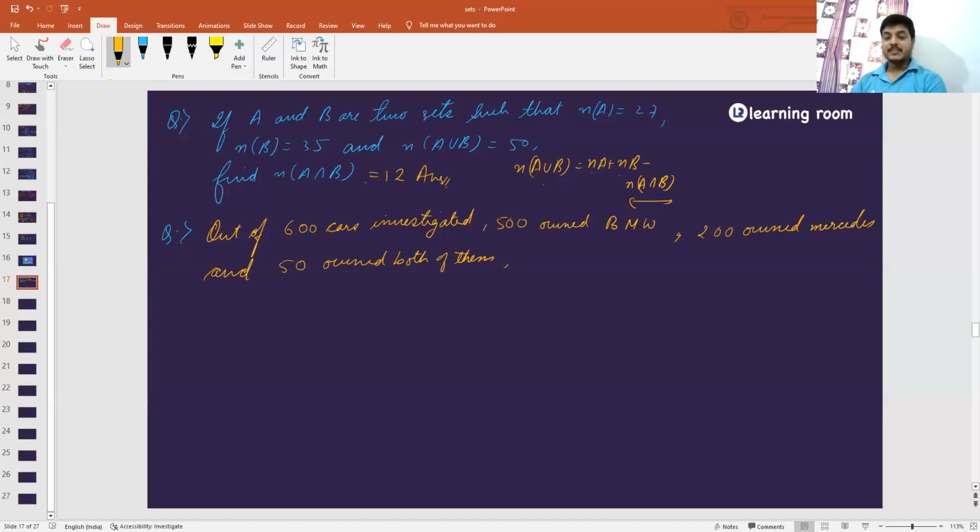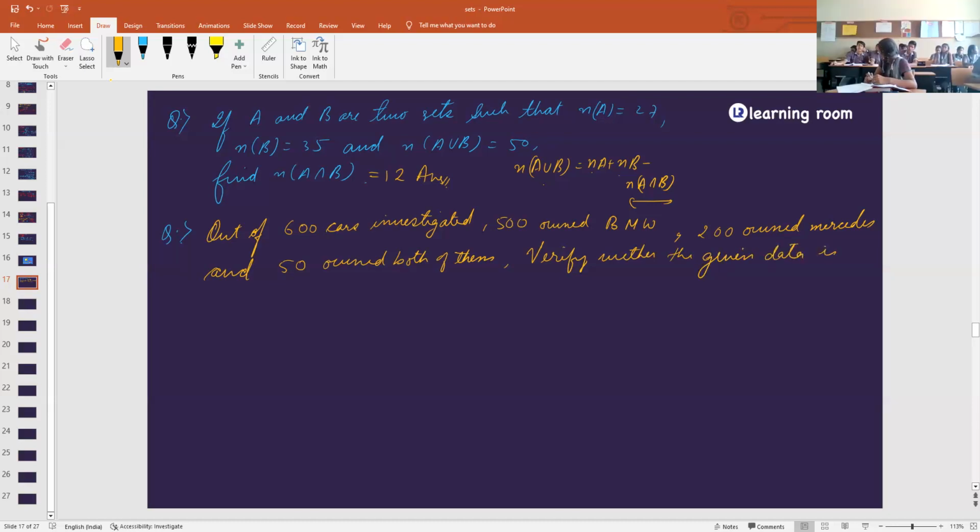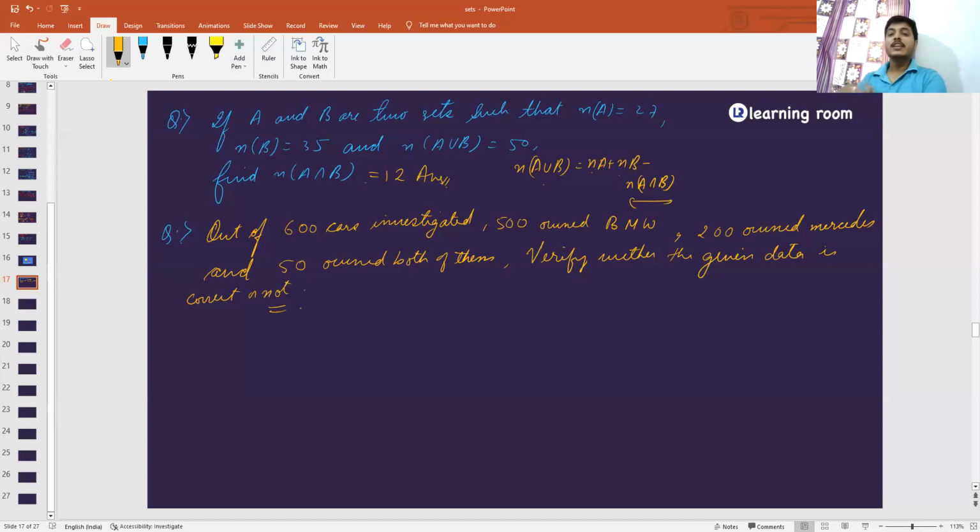So you have to verify whether the given data is correct or not. Like the person you sent for this investigation. Huh? The data is not correct.